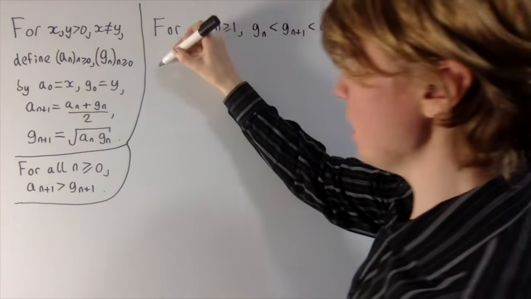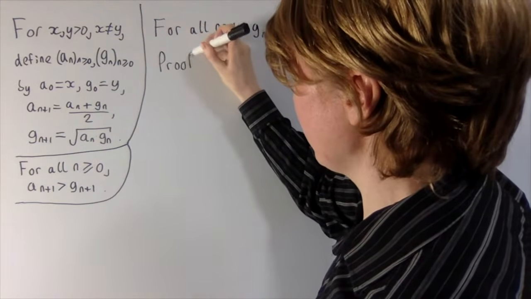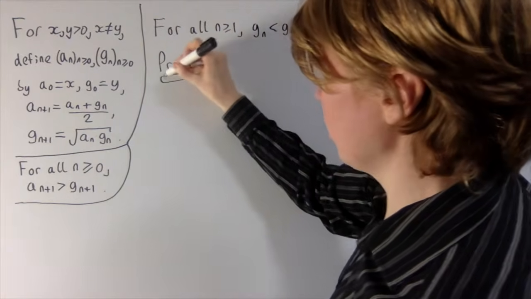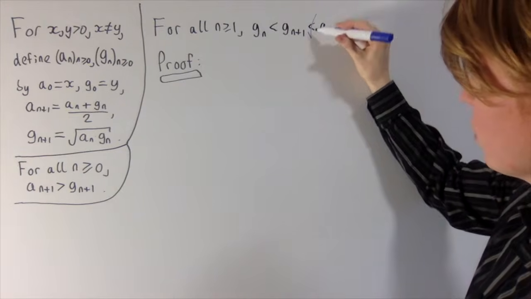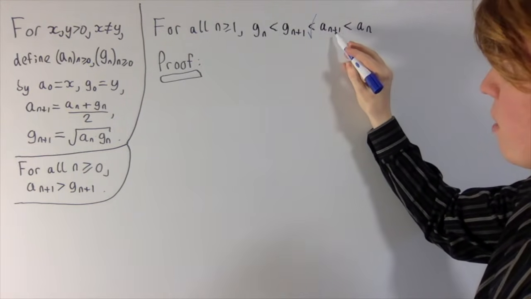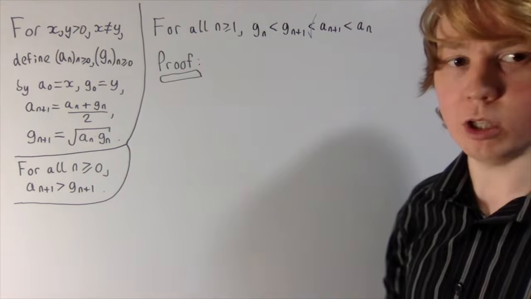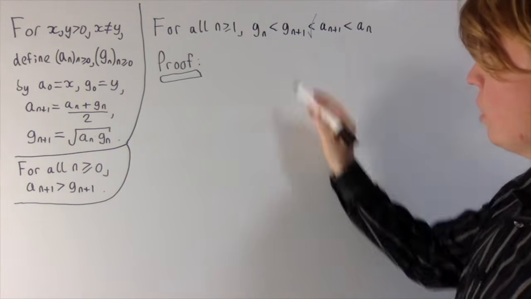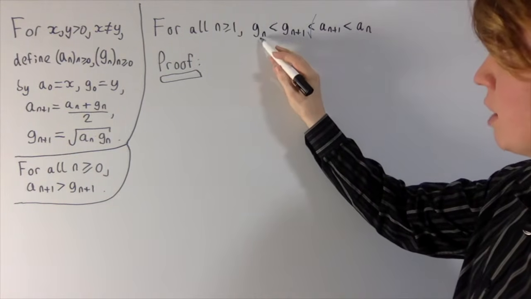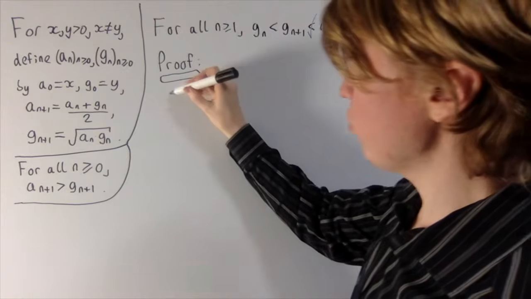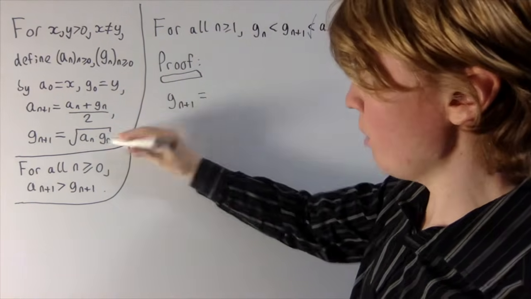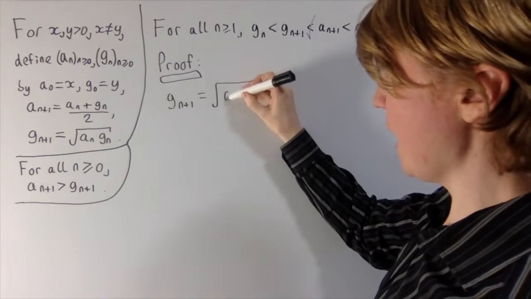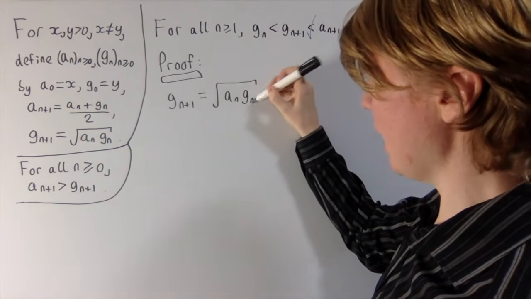So let's have a go at proving this. So first of all, you notice actually we've already done one of the inequalities, so I'll tick that off. We know that Gn plus 1 is strictly less than An plus 1. So now let's try and show that Gn plus 1 is strictly greater than Gn. So let's write out what is Gn plus 1. Well, this is the square root of An multiplied by Gn.